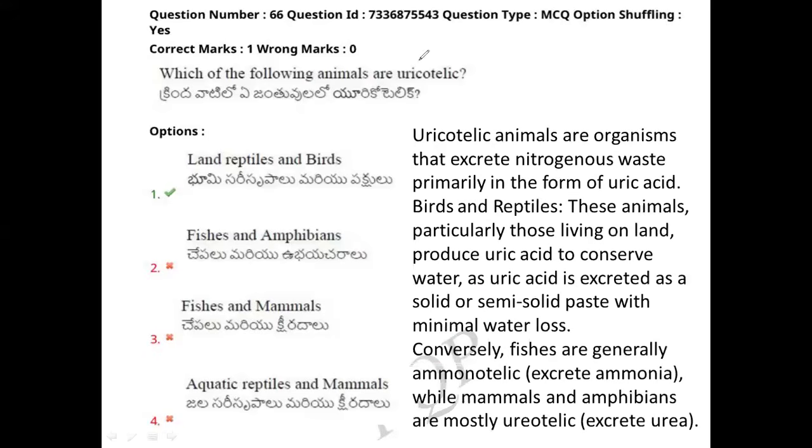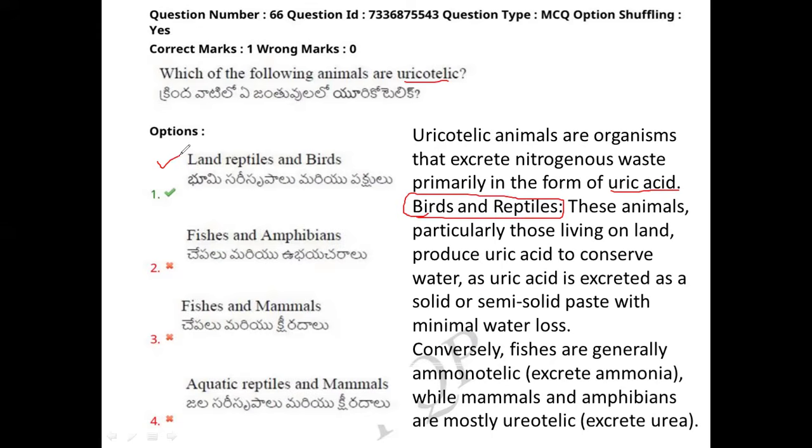Which of the following animals are uricotelic? So what are uricotelic animals? The animals which will be providing the waste in the form of uric acid. So generally the birds and the reptiles will be providing the waste in the form of uric acid. So first option is the correct.